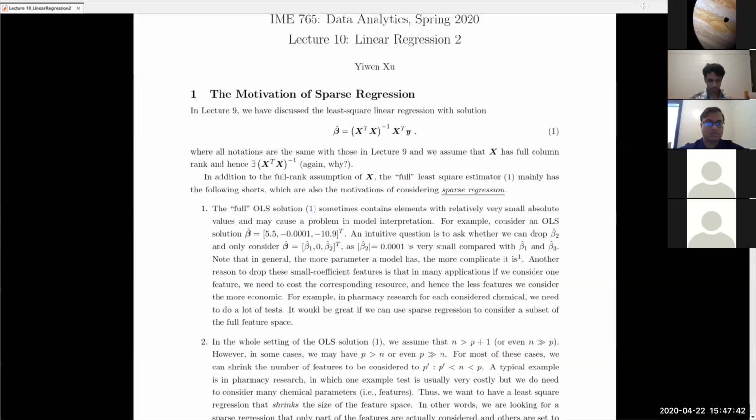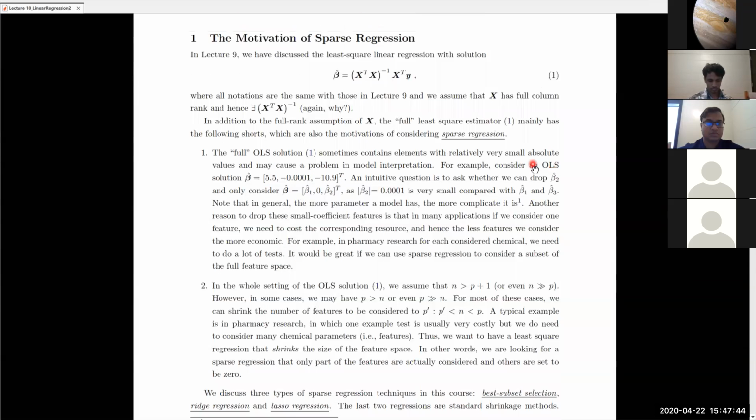And the second motivation is that in all the setup of lecture 9, we considered that n is greater than p plus 1. But what if my p is greater than n? Where is the application in this kind of thing, such that one experiment may be very costly? So in this case, your p could be bigger than n.